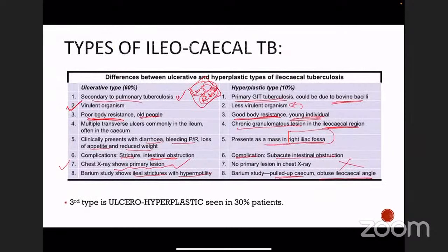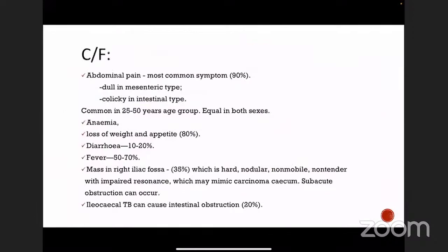So this was about the basic two types of tuberculosis of the ileocecal region. So what is the third type, involving 30% of patients? That is ulcerohyperplastic. Few patients will have both features, ulcerative and hyperplastic, and the picture will be mixed type, right? So we are not discussing it in depth. Now, after all this, as we have already discussed in the table, what clinical picture the patient will have.